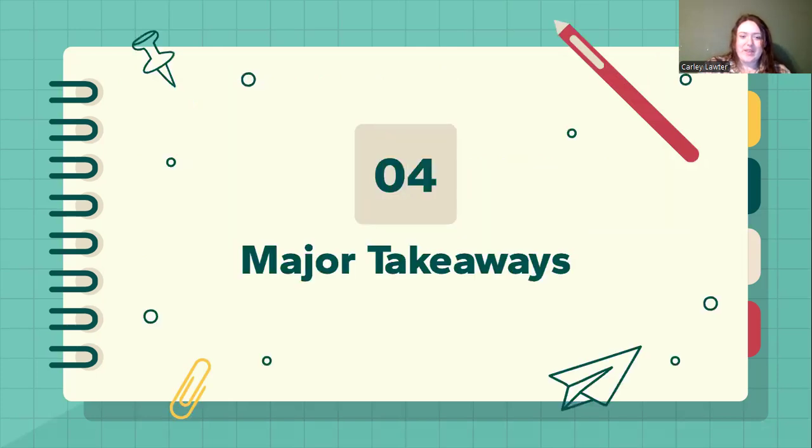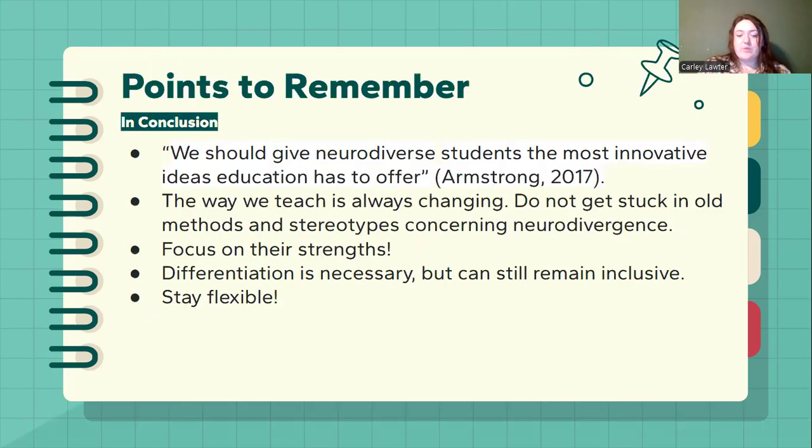So the major takeaways as we bring this presentation to a conclusion. One of the quotes from the Armstrong magazine article was that we should give neurodiverse students the most innovative ideas that education has to offer. The point of that being is education is constantly changing, and that's true for how we educate neurodivergent students as well. Do not get hung up on the way things have always been done. You need to keep innovating, keep learning, keep growing so that you can keep helping those students as we get more and more information about what works for them. Remain innovative in your classroom.